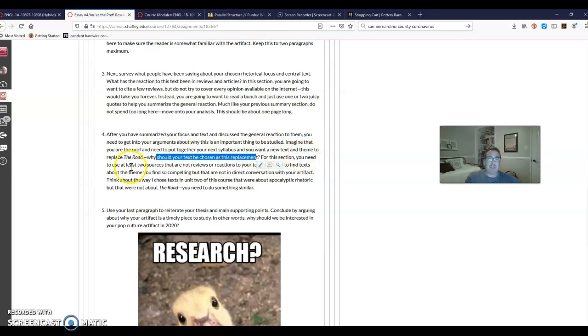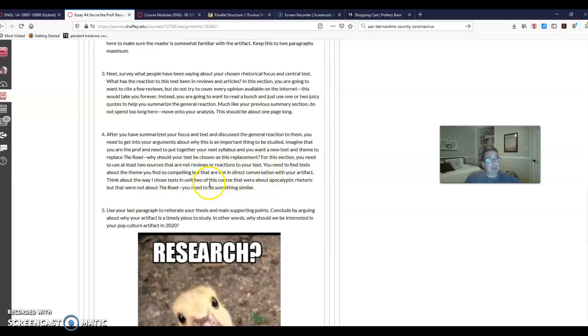For this section, you need to use at least 2 sources that are not reviews or reactions to your text. You need to find texts about the theme you find so compelling, but that are not in direct conversation with your artifact. So think about the way that I chose texts in Unit 2 of this course that were about apocalyptic rhetoric, but were not about The Road. And you need to do something similar and then analyze how you can use these texts to then discuss your central text, right?